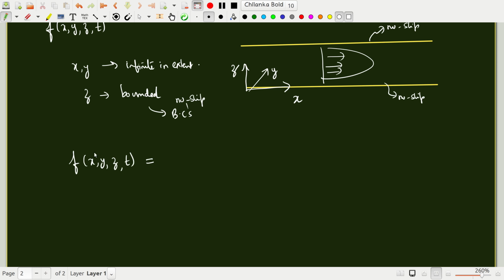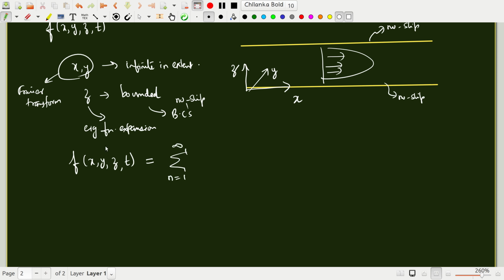along the x and y direction I will use continuous Fourier transforms, okay, because they are infinite in extent. I'll use Fourier transform, and along the z direction I will have to use some kind of finite eigenfunction expansion. Okay, now let's try to write this. So we'll write this as summation, okay, n is equal to 1 to infinity.